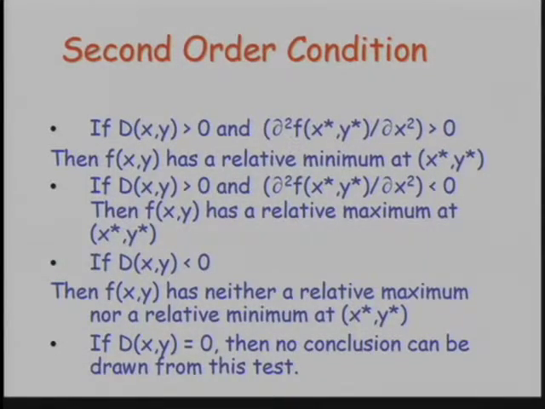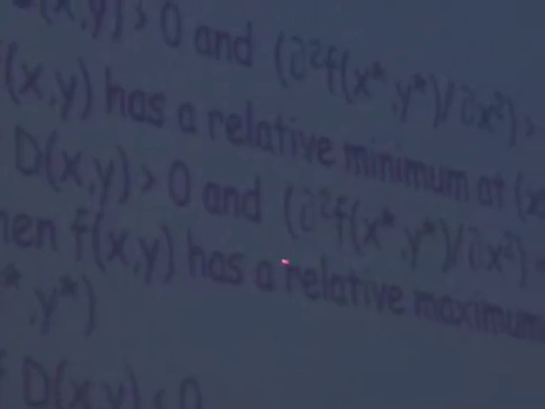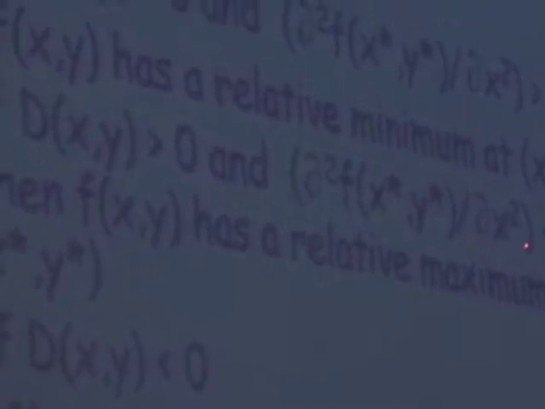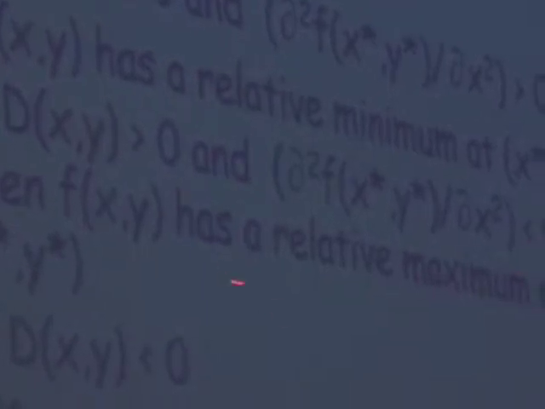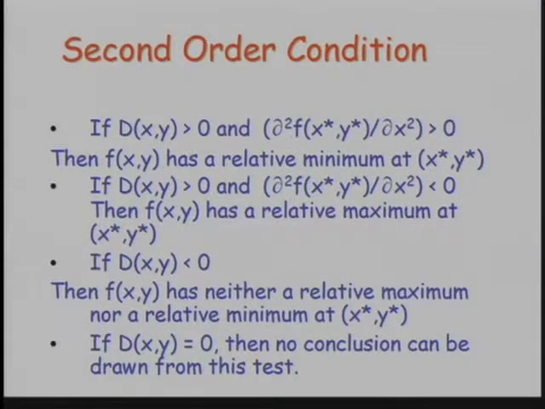Okay? If that quantity d is positive and the second partial derivative with respect to x is negative, then it has a relative maximum. Okay? If this quantity is negative, then this has neither a relative maximum nor a relative minimum at that point. It could be a saddle point.